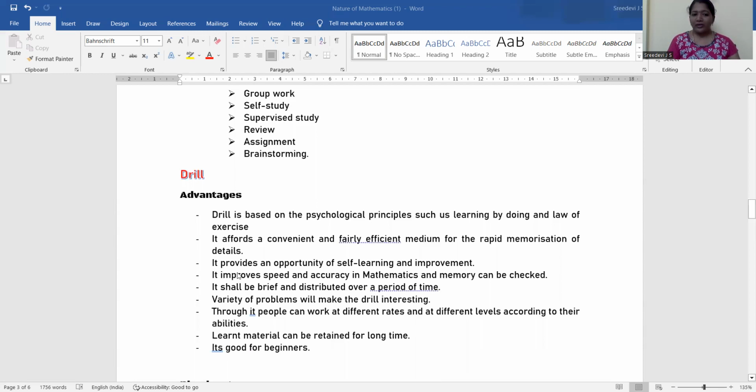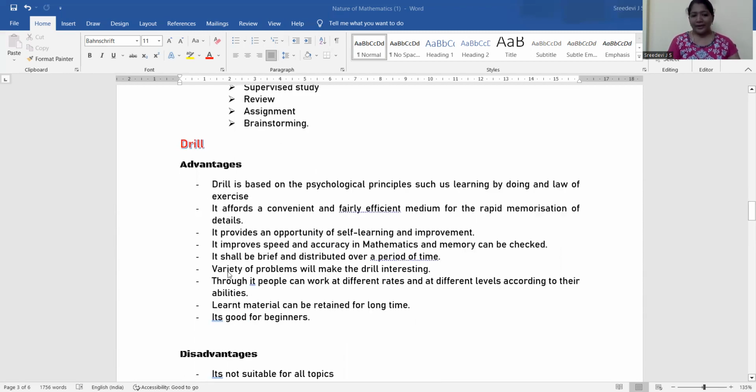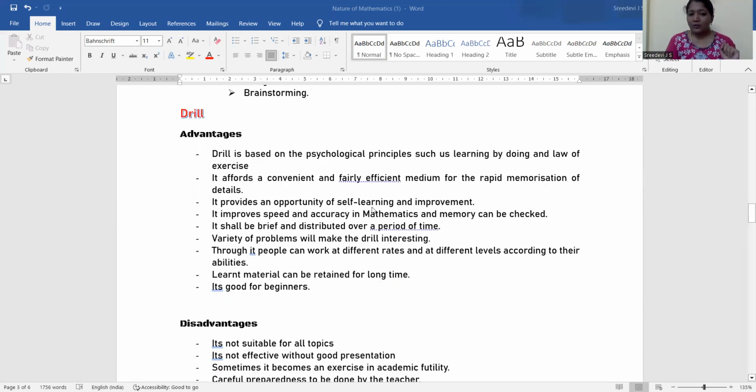Now, what is related to drill? What are the advantages? Drill is based on psychological principles such as learning by doing and law of exercise. Don't forget learning by doing and law of exercise. It affords a convenient and fairly efficient medium for the rapid memorization of details. It provides an opportunity for self-learning and improvement. It improves speed and accuracy in mathematics and memory can be checked. It should be brief and distributed over a period of time. And a variety of problems will make the drill interesting.